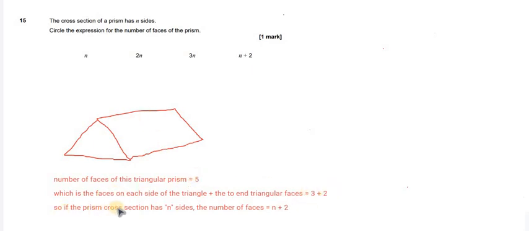So if the prism's cross-section has n sides, that means there'll be n faces for each side, and then the cross-section would be at the top and at the bottom, which is an additional 2. So that's n plus 2.